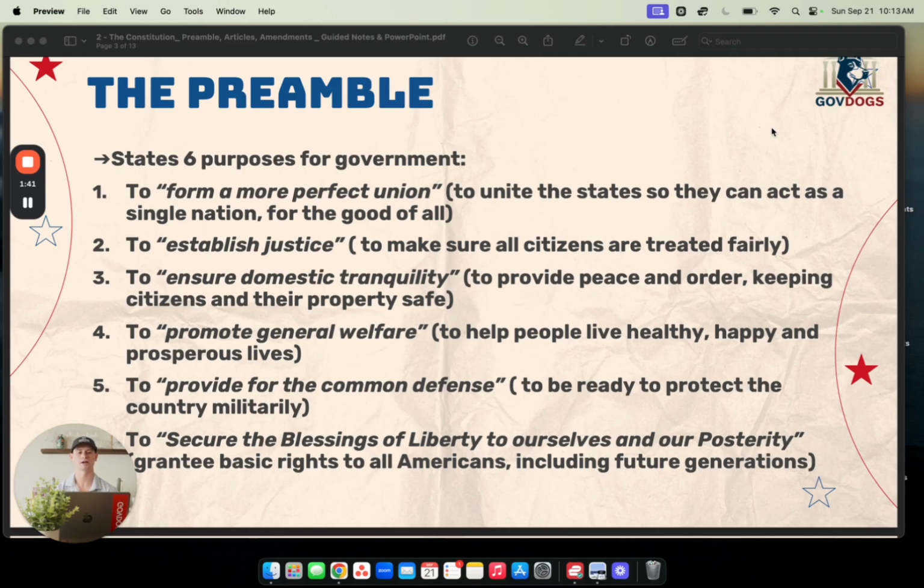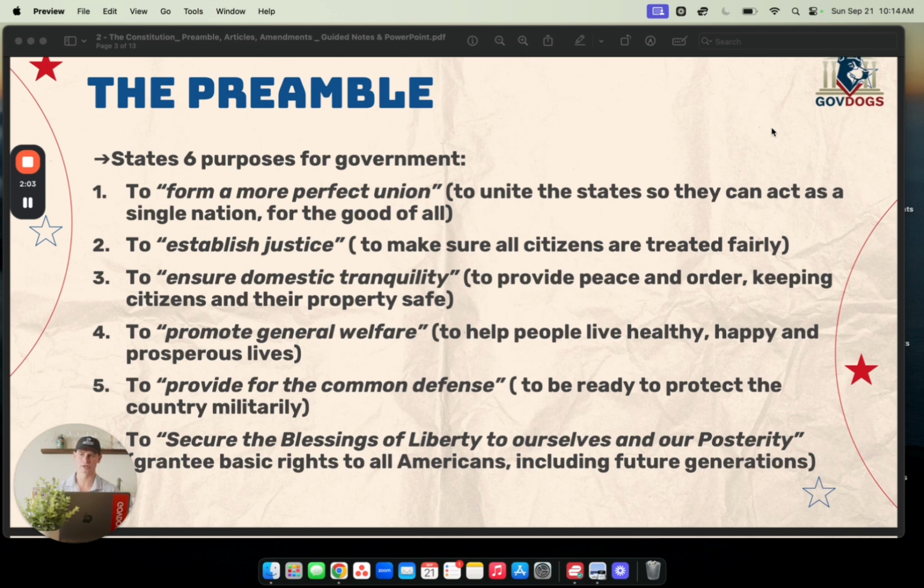To ensure domestic tranquility, to provide peace and order. To promote general welfare, to help people live happy and healthy lives. To provide for the common defense, okay, that is a big one. Making sure that we have a United States military to protect the country, and to secure the blessings of liberty to ourselves and our posterity, guaranteeing basic rights to current Americans, but also future Americans, all right?